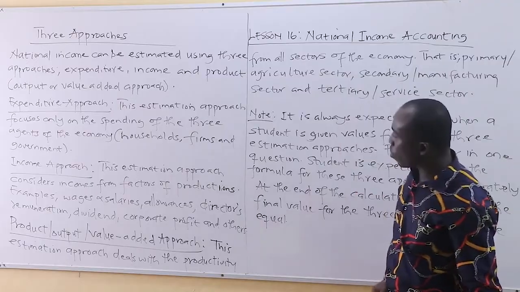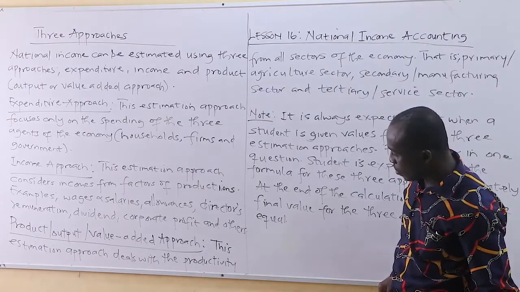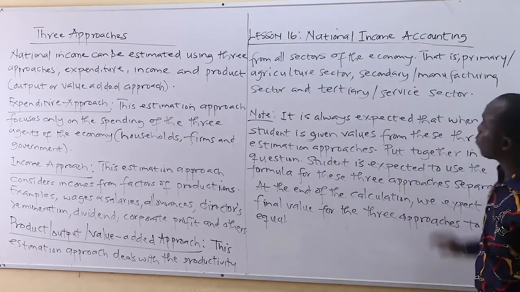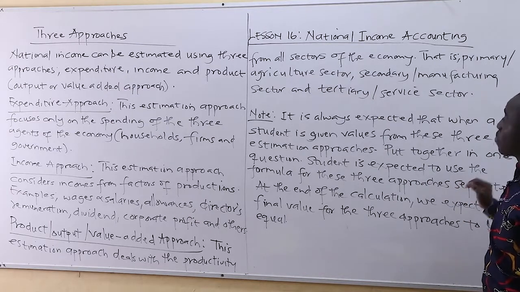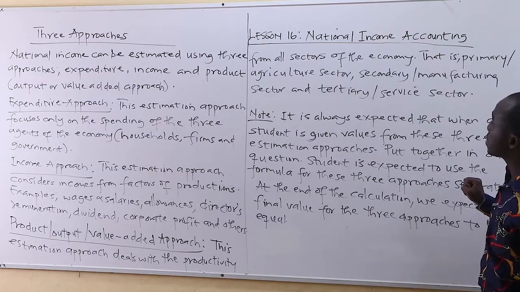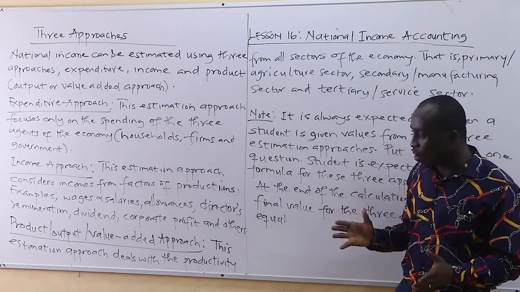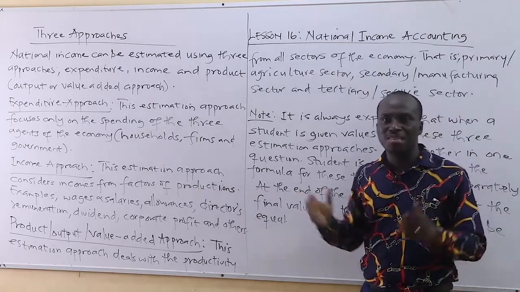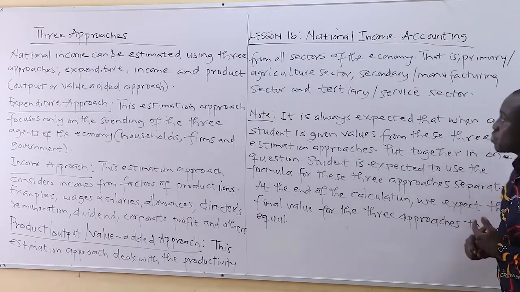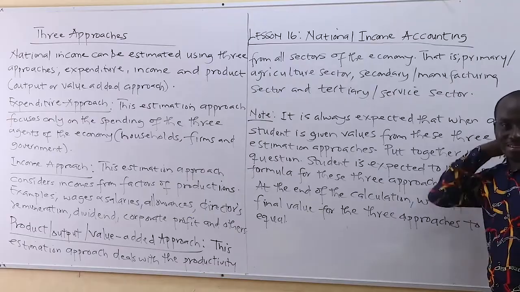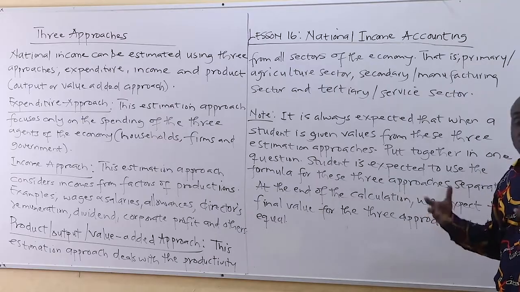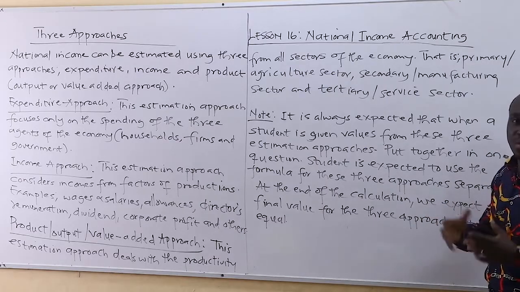Also, let's get another one. We have what we call the product, output or value added approach. This estimation approach deals with the productivity from all sectors of the economy. That is the primary or agri sector, secondary or manufacturing sector, or tertiary or services. So with the product, output or value added approach, we're looking at the productivity. Productivity of what? The agri sector, the fishing, the farming, all those things. Those who farm rice, sugar cane, those who farm coffee, mango, everything, the agri sector.